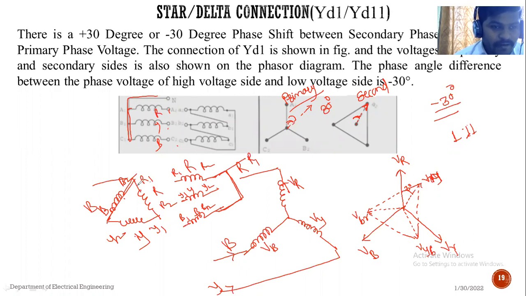Similarly, R2 and Y1, where it is R2, sorry, here it is R2, no.